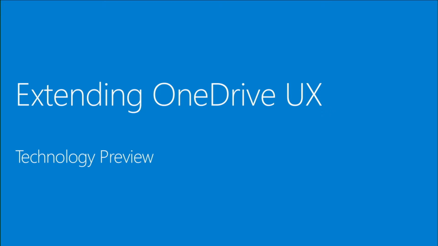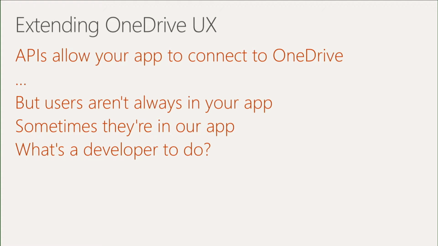So that's the rich API that we have made available. Now I'm going to shift gears a little bit and talk about extending the OneDrive user experience. So everything I've talked to up until now is really about bringing content in OneDrive down into your application or taking content from your application and getting it into OneDrive. But all of those are experiences that take place inside your application. What if you want to have a different experience or a more complete experience? So users aren't always living inside your application. Sometimes they're living in our application. Sometimes they're on the OneDrive website, or they're in our various clients. What is a developer to do in that case? How do you go solve that problem?